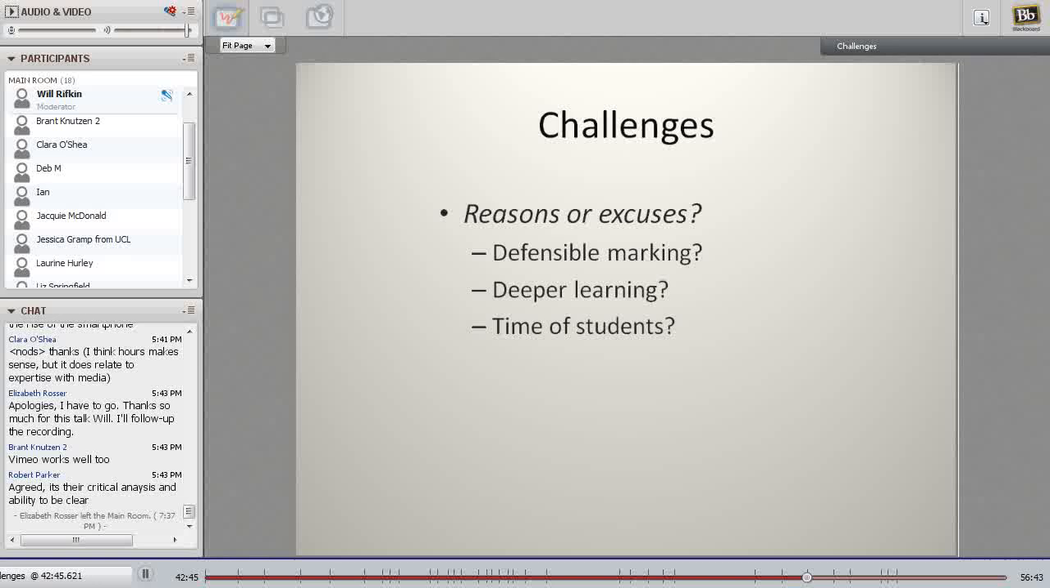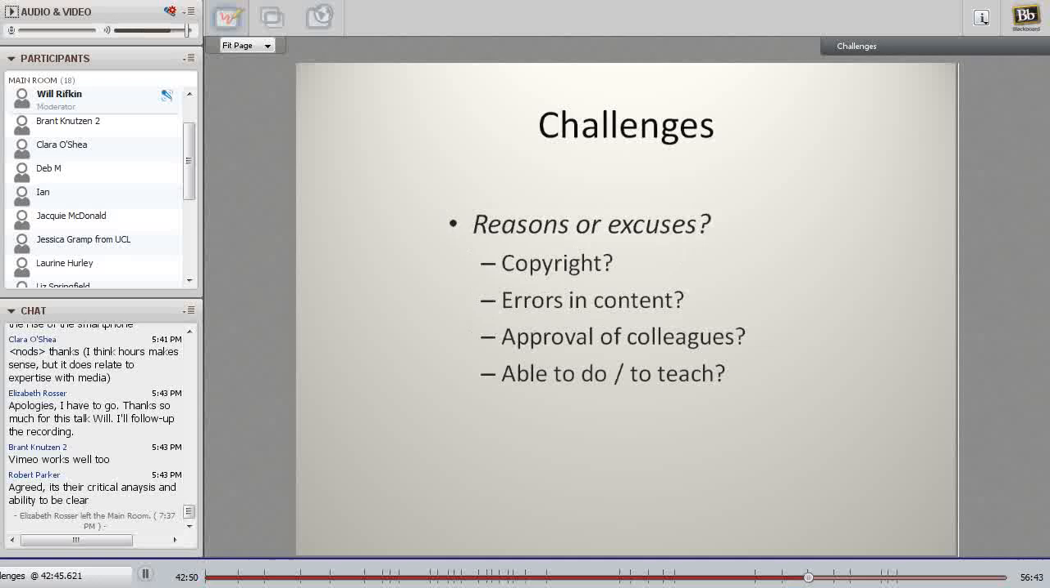So, other reasons and excuses: copyright's a big one. Until there's a .edu zone on the web where nobody worries about copyright, we're still up against having students' work first shared within the classroom and then shared only behind a login. Otherwise, there'll be copyright violations through background music, images, that sort of thing.